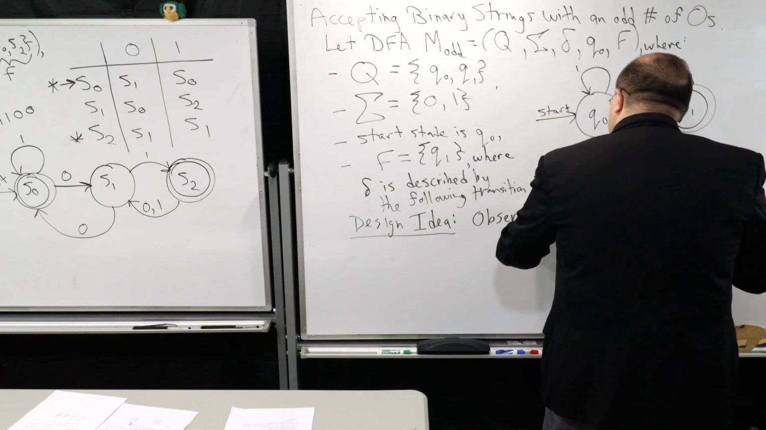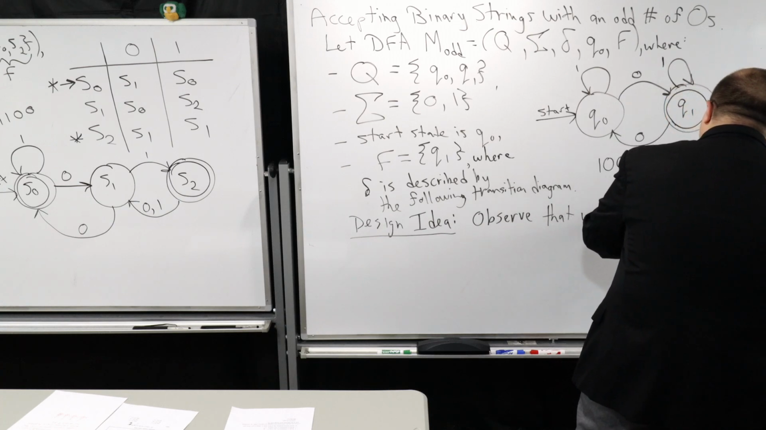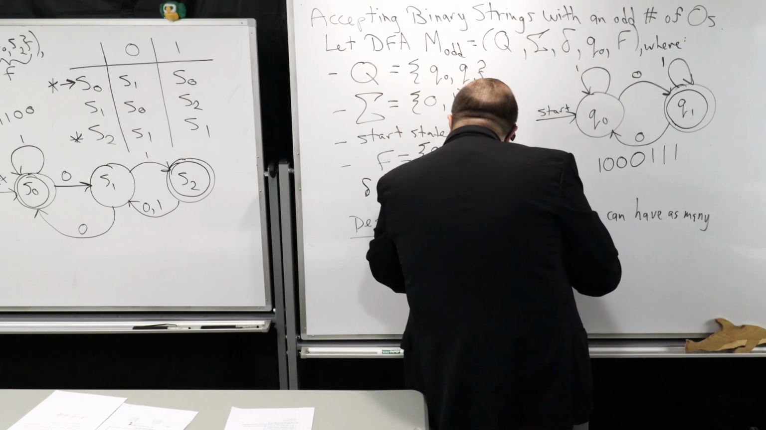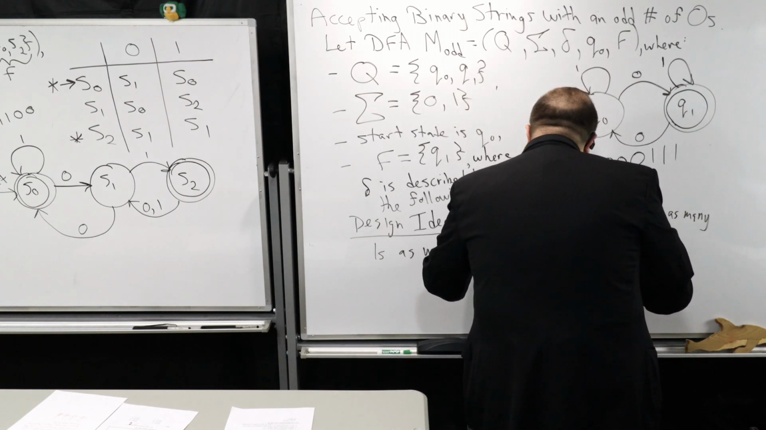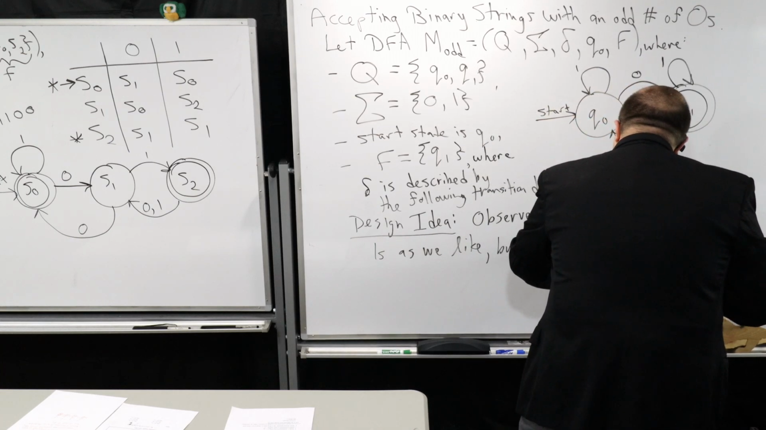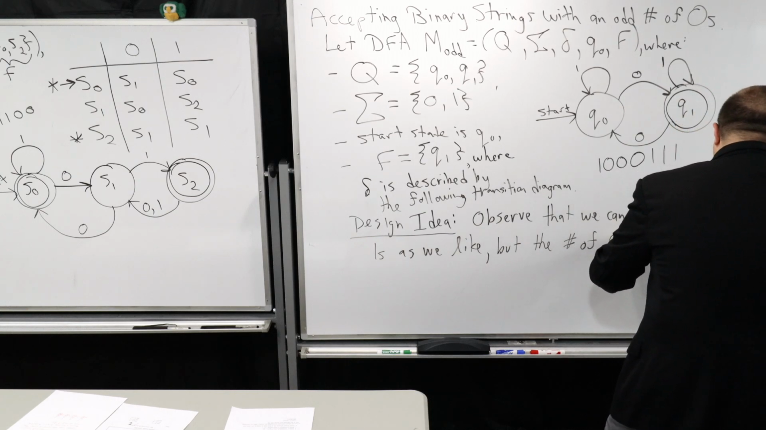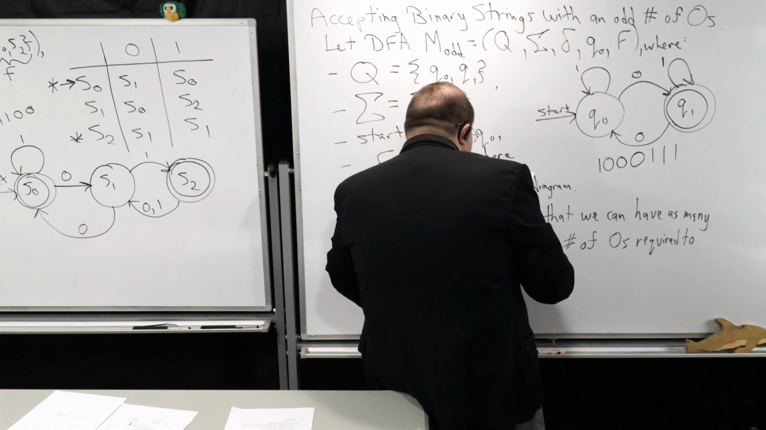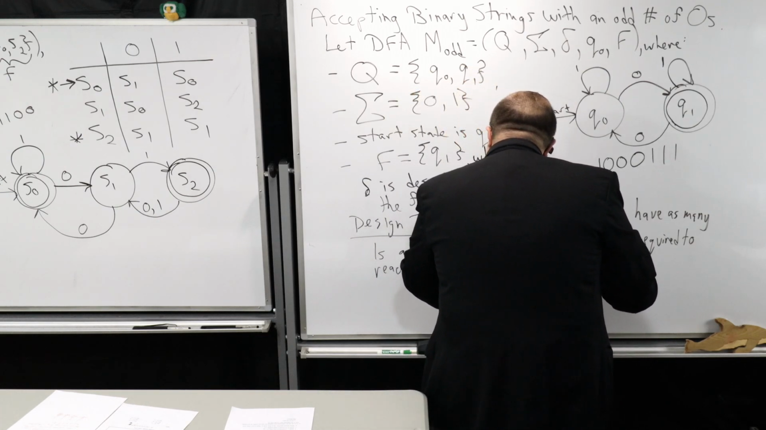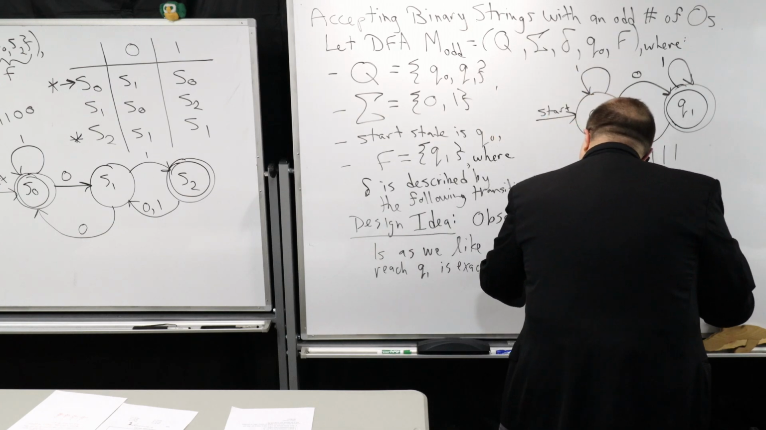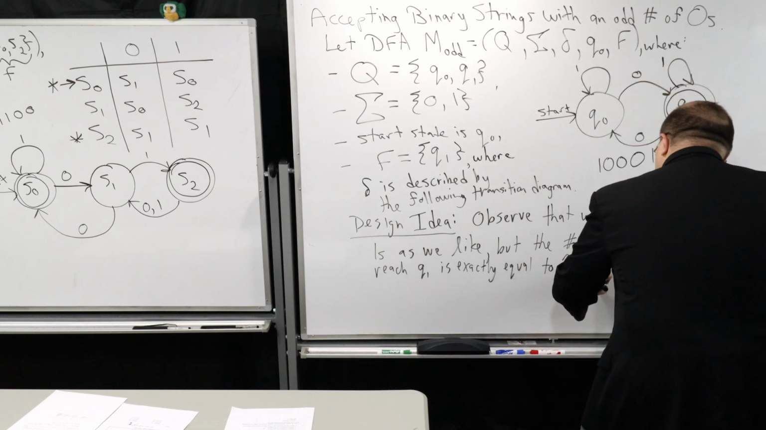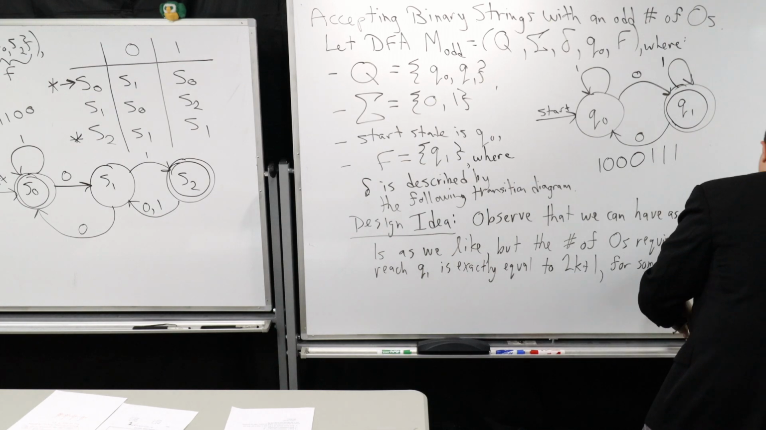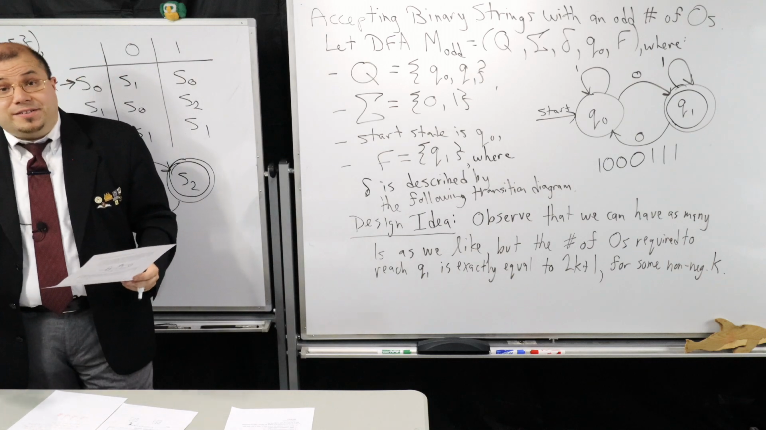Observe that we can have as many ones as we like. But the number of zeros required to reach Q1 is exactly equal to 2k plus 1 for some non-negative k. Which is, by the way, the definition of a positive odd number, right?